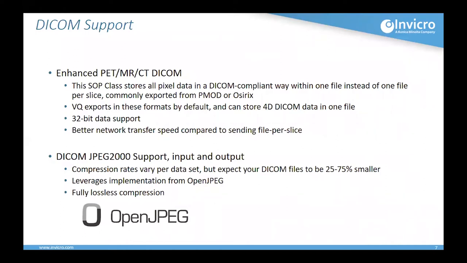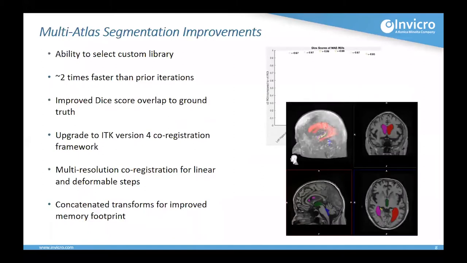JPEG 2000 compression support allows you to considerably reduce your data storage demands from your images. We use the implementation from OpenJPEG, so full credit there. And the compression is fully lossless, so you're not going to lose anything from your pixels if you save it this way.